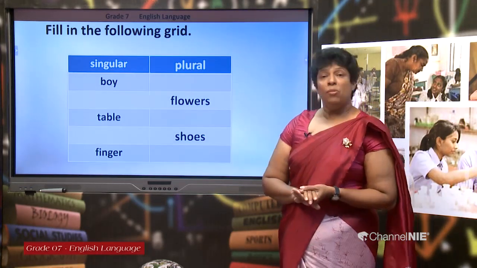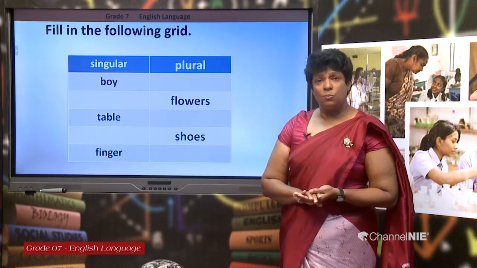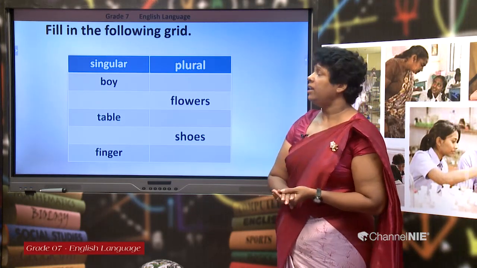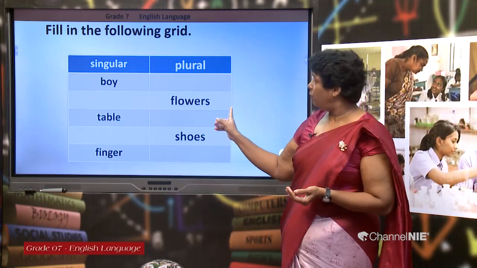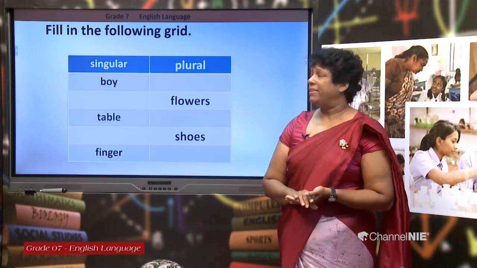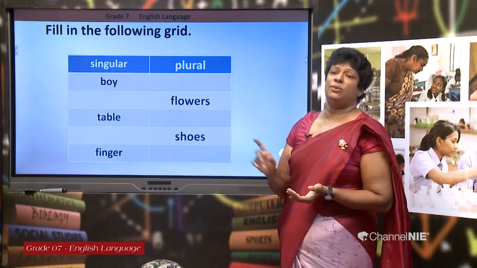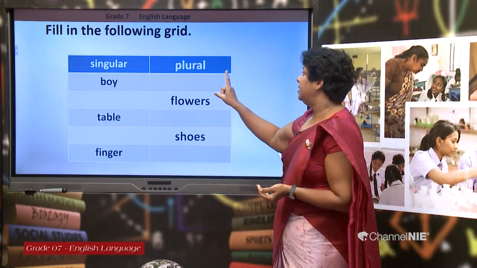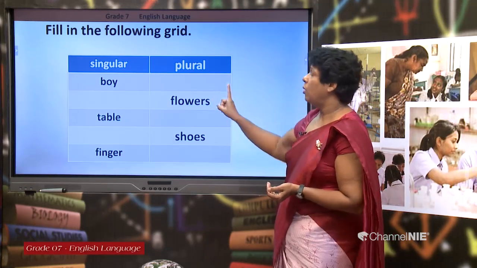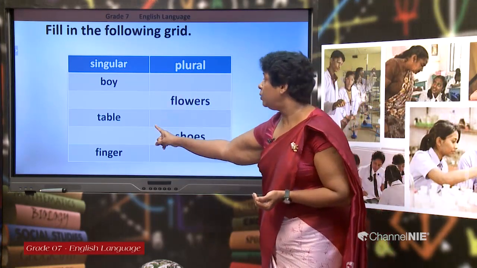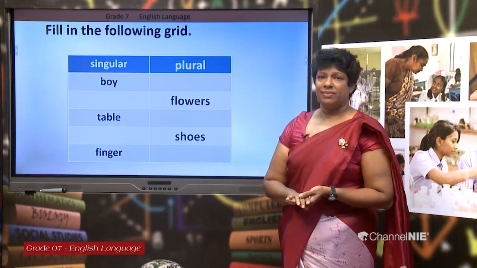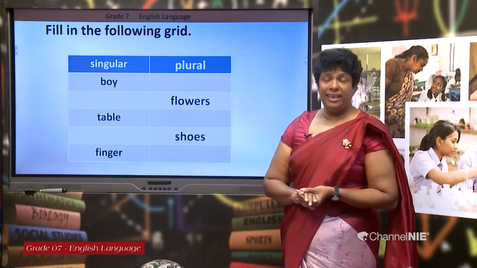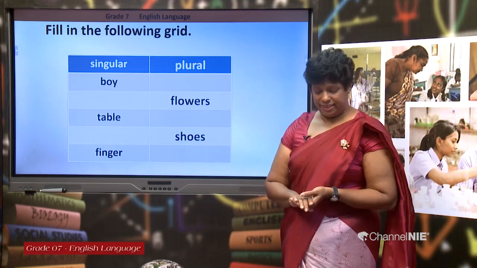Now, I am going to give you a small activity. Fill in the following grid. There is a grid for you to fill. This is a very simple activity where you have to write either the plural form or the singular form. It's a tricky one that you have to think a lot and write.